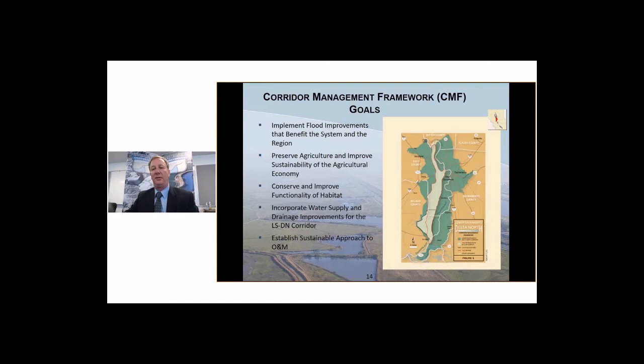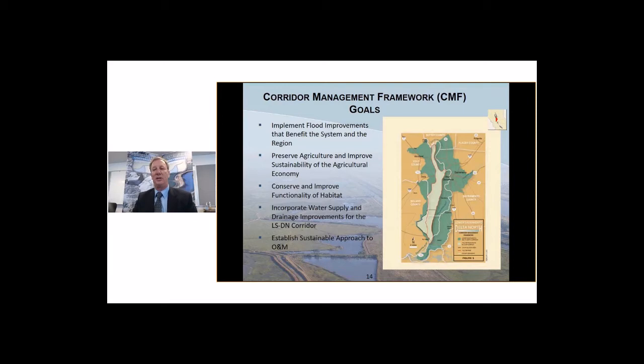It also wanted to acknowledge and preserve the agricultural sustainability economy that both Solano and Yolo County rely upon. It also looks to help conserve and improve the function of habitat, incorporate water supply and drainage improvements, and lastly, look for sustainable approaches to O&M in the region. All of these are key elements to further a project, as we would say, so that all boats rise in the implementation and that all needs are met in the Yolo Bypass as the projects are implemented over time.